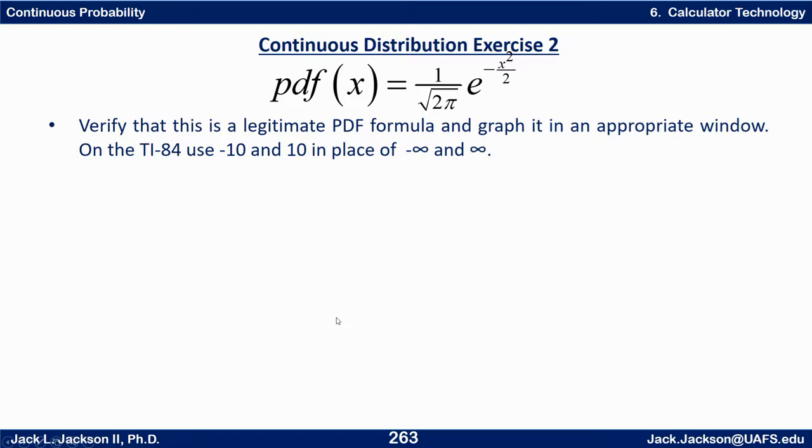Okay, so here's the formula for a PDF. Somewhat complicated formula. PDF of x is 1 over the square root of 2 pi times e to the power negative x squared over 2. So get this in, graph the PDF in an appropriate window, and it actually goes from negative infinity to infinity. But if you use negative 10 instead of negative infinity and 10 in place of infinity throughout on the TI-84, or actually even in the Inspire, this works out pretty well for this particular exercise. So get this in, graph the PDF, and verify that it is a legit PDF. Okay, press pause now.